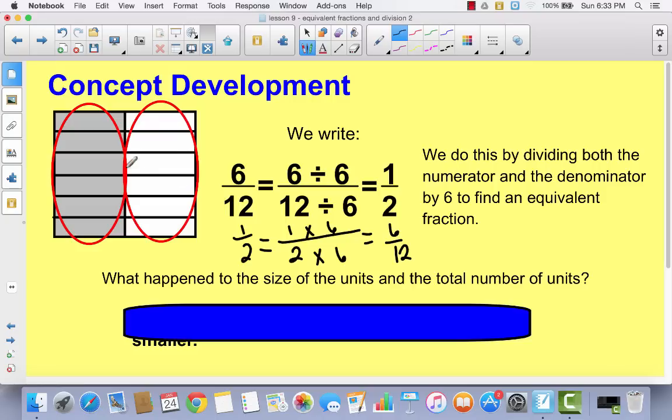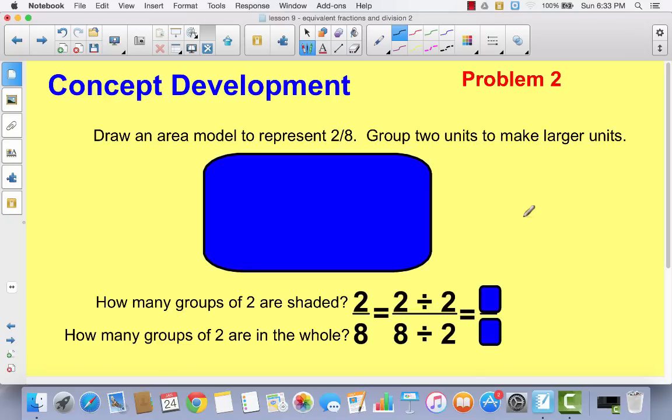So in your math journal, I want to make sure that you went ahead and circled the halves, and I want you to write this number sentence, the division one, because remember that is our learning target for today. We're using division to show equivalent fractions by going from the smaller units, which would be the 12ths, to the larger units, which would be the halves. All right, we're going to do one more.